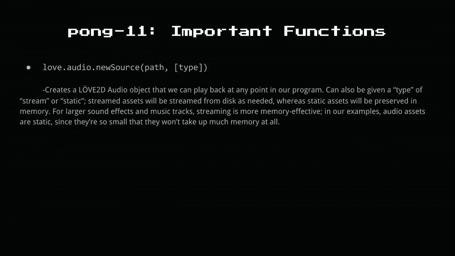love.audio.newSource is a function we're going to look at here. All this is going to do is take a path and then optionally a type. And this path is going to be to a sound file. And it's going to create an audio object that you can play back at any point in your application. So what we're going to effectively do is whenever a collision happens, depending on what type of collision it is, we'll just play a particular sound.